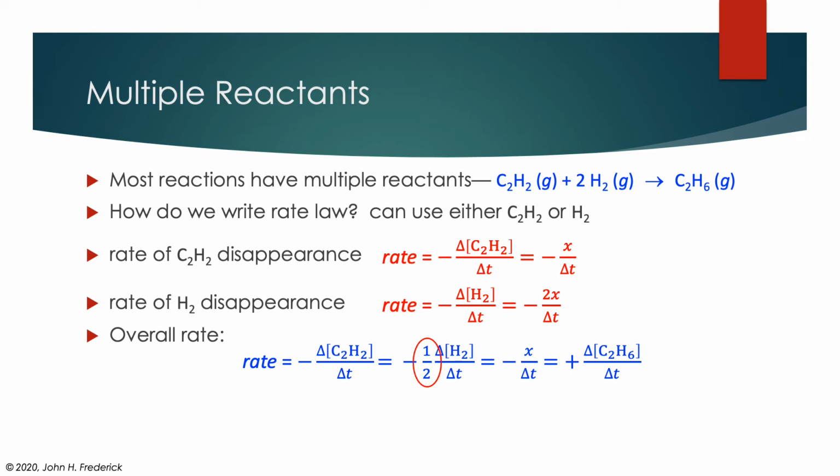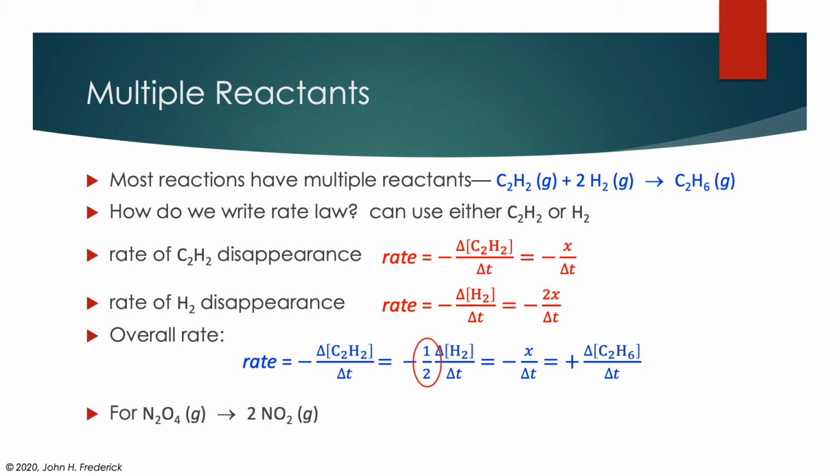Now, I've also written at the very end another possibility, and that is we could write the rate as the rate of appearance of the product ethane in this case. It's not very common that we do this. We usually focus on the reactants because once products are formed, other things can happen, and so it's really not indicative of the rate of a particular reaction. The rate of a reaction seems more tied to the disappearance of the reactants.